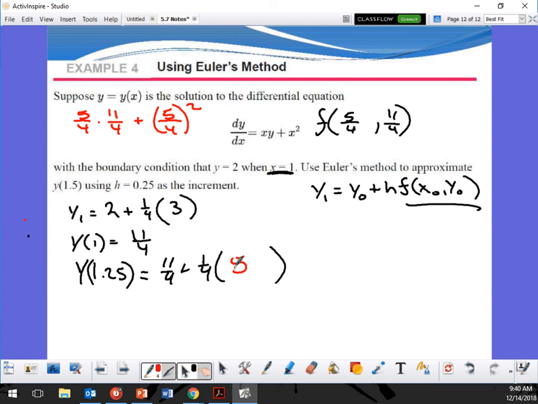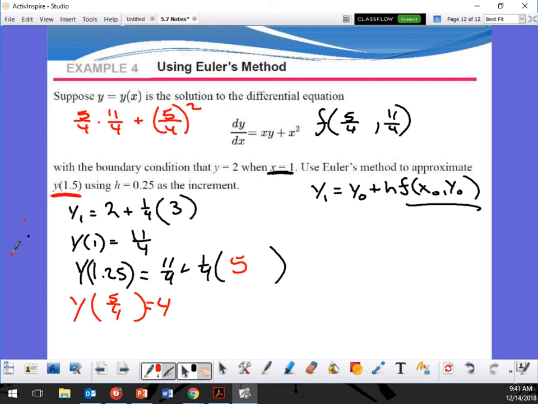So it's going to be 5 over 4, right? This is 5 over 4 plus 11 over 4, which gives me 16 over 4. This is y of 5 over 4. And we're trying to approximate to what? 1.5, right? I'm almost there. My next increment is going to take me there. So each increment goes on the previous.